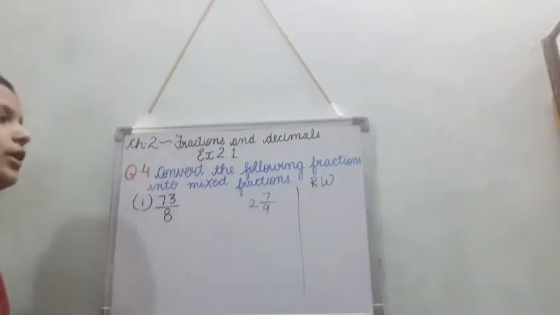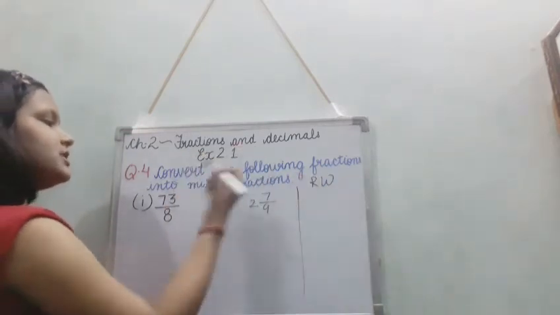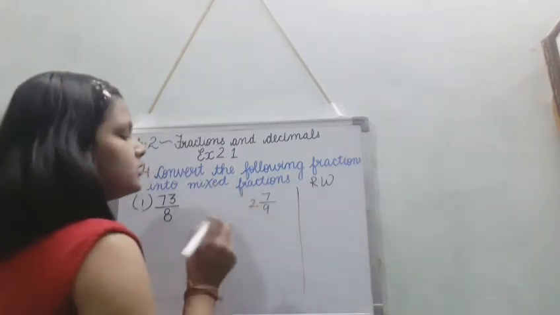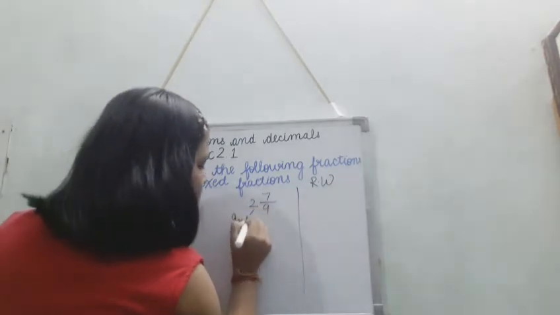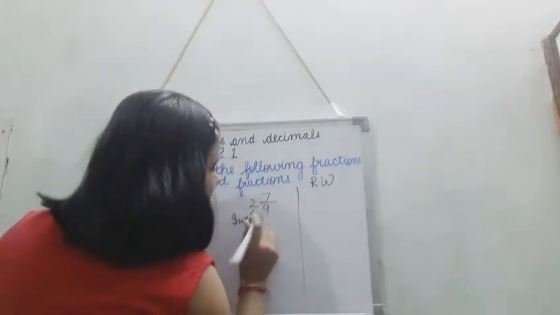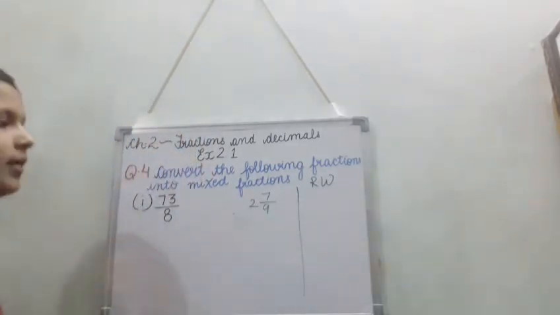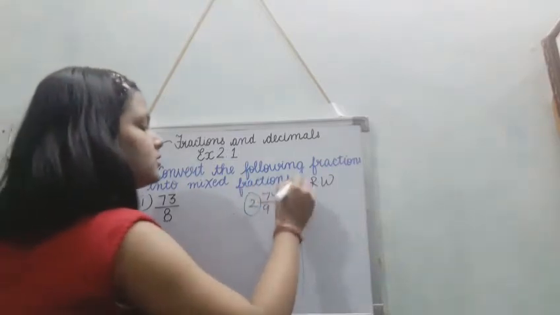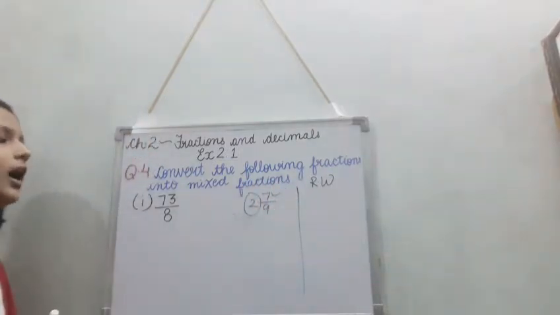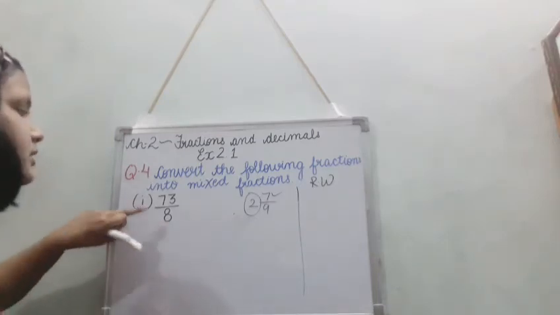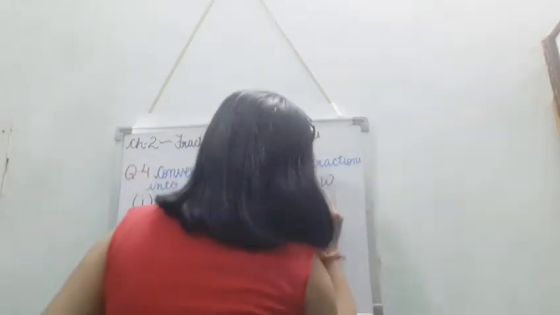So now question 4 is, convert the following fractions into mixed fractions. Now firstly you have to understand what a mixed fraction is. In a mixed fraction, two things are there. The first one is the integral part, and the second is the fractional part. No need to write it, I'll tell you orally. This is called the integral part and this is called the fractional part. Okay, and now let me solve it first. So for this question we have to divide 73 by 8. So we will do it here.